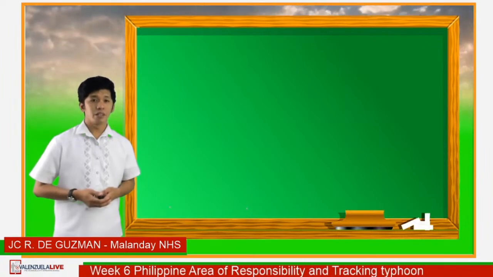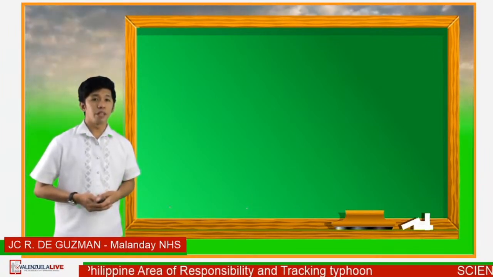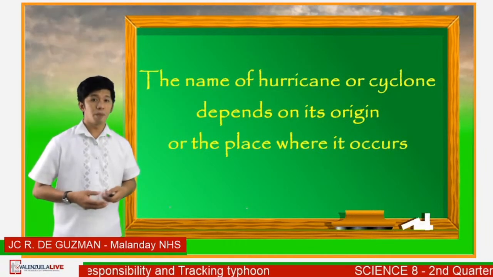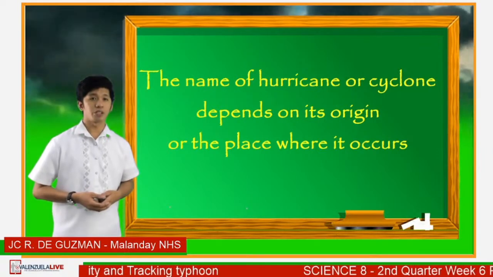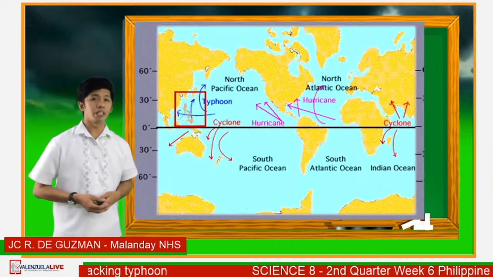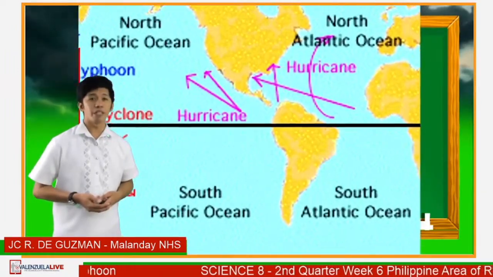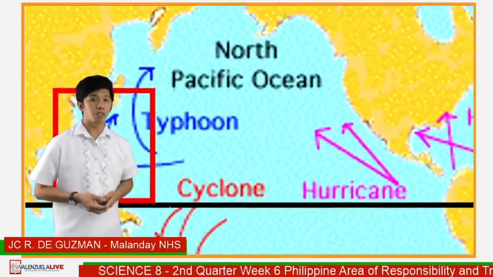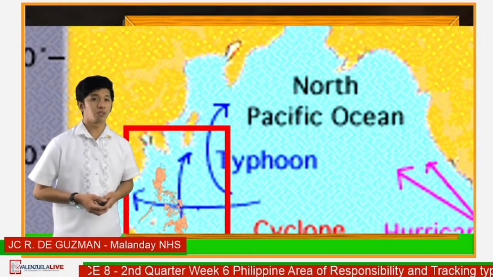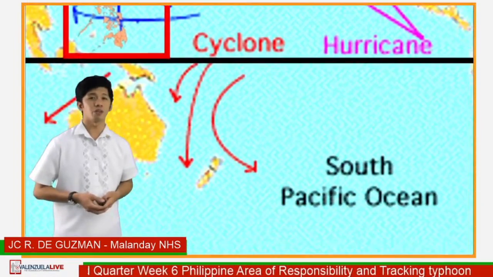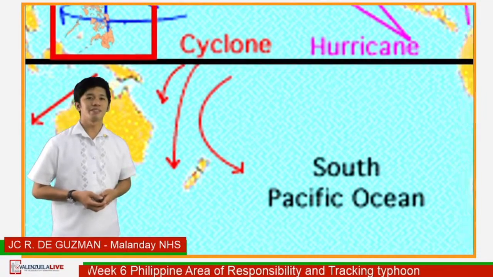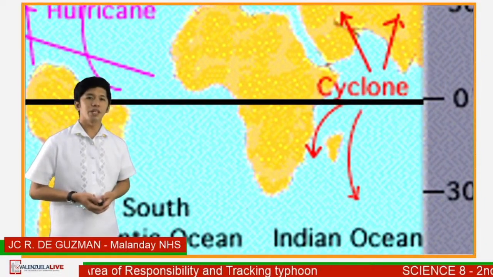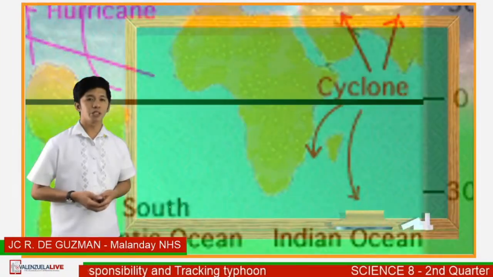Last week, we learned how Typhoon is formed and developed. You should also remember that the name of hurricane or cyclone depends on its origin or the place where it occurs. For example, the name hurricane is given to systems that develop over the Atlantic or the Eastern Pacific Oceans. In the Western North Pacific and Philippines, these systems are called typhoons, while in the Indian and South Pacific Ocean, these are called cyclones. Ma'am Sally also discussed the updated tropical cyclone classification and revised warning system as shown in the table.